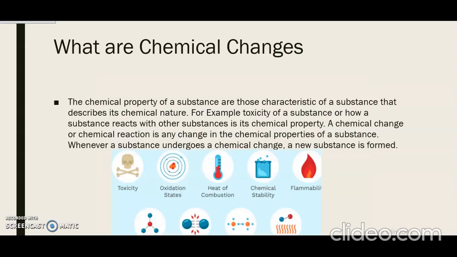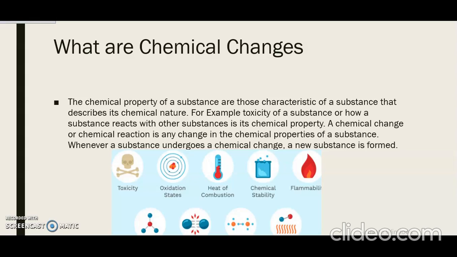Now, what are chemical changes? Let us see. The chemical properties of a substance are those characteristics of a substance that describe its chemical nature. For example, toxicity of a substance or how a substance reacts with other substances is a chemical property. A chemical change or a chemical reaction is any change in the chemical property of the substance where a new substance is formed.